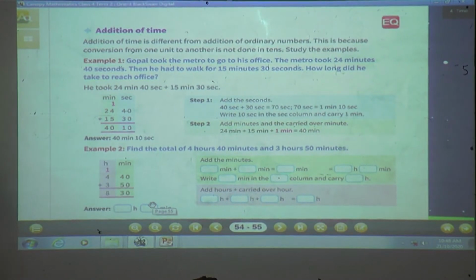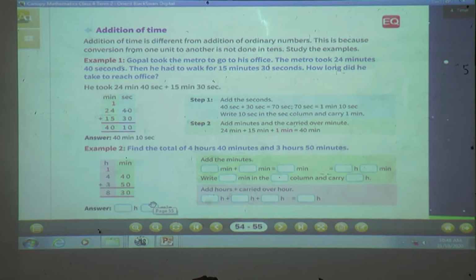See, in the last session we have solved addition, isn't it? How we have done, same as the ordinary number. But when you are doing addition of time, it is different from addition of ordinary numbers. This is because the conversion from one unit to another unit is not done in tens. Study the examples. Now we will study the given examples.